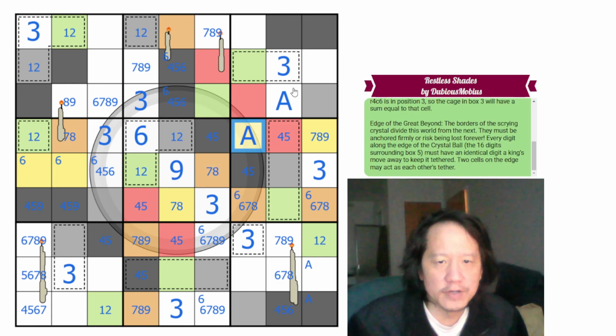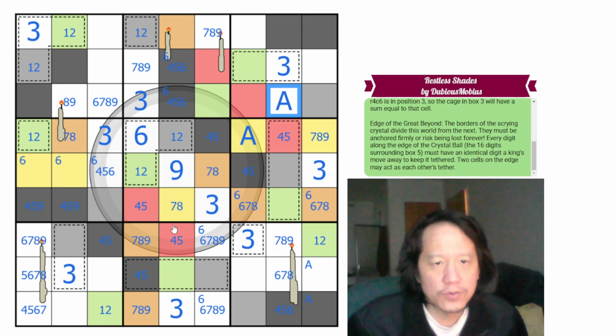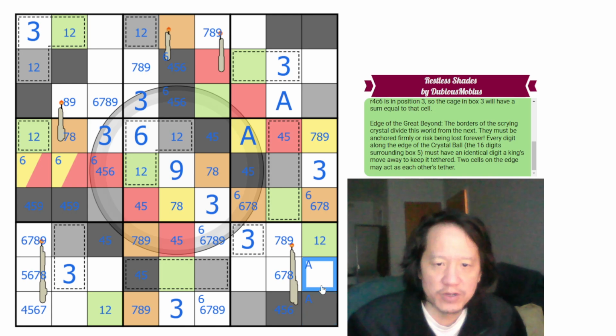So this is 7, 8, or 9, which means that is 7, 8, or 9. What else do we know? Red has to be one of these three, but it doesn't tell us which one. Oh, this is A. Okay, now we know. Where is red in box 9? It has to be one of these two cells. Where is A in box 9? It has to also be one of these two cells.